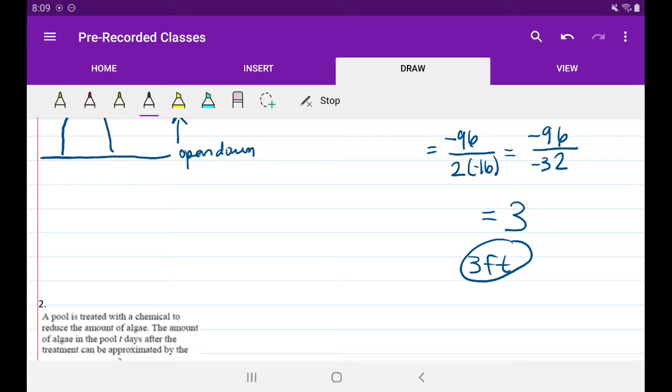So the maximum height above the ground is 3 feet, and that's the answer to our problem.